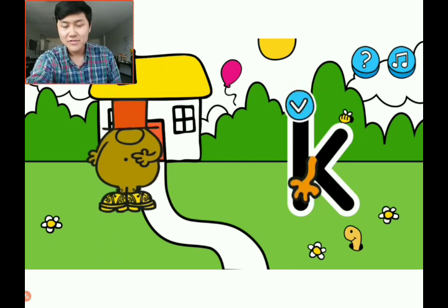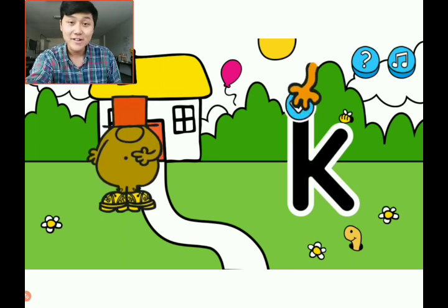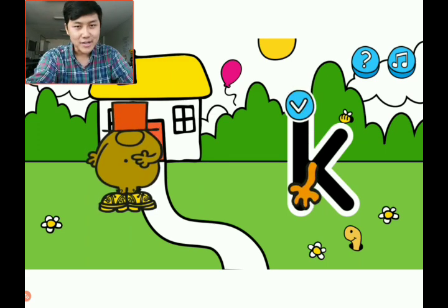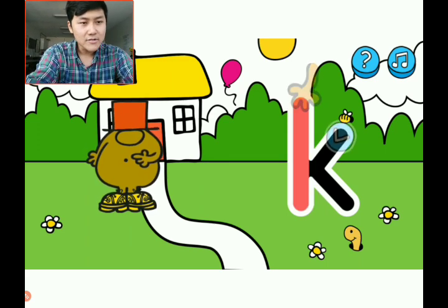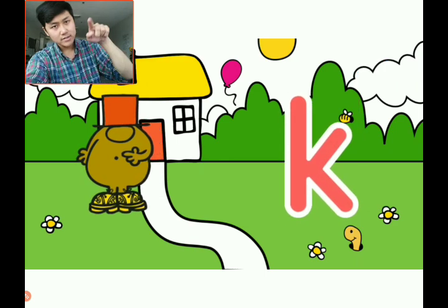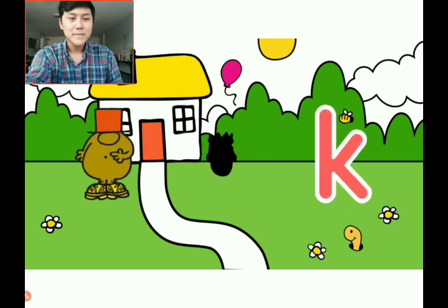How do I draw the letter K? Well, I'll show you, Mr. Silly. It's actually very similar to an uppercase K. So you just draw down, and then you do one line here, and then one line at the bottom here. So that's the letter K. And K stands for king.